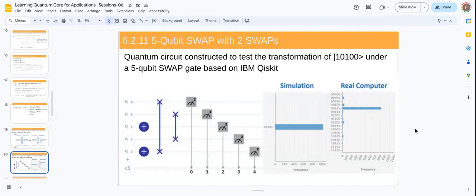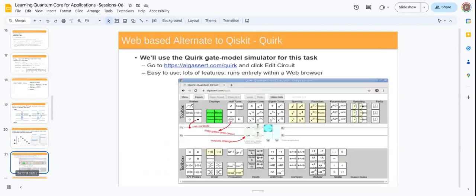So this is the swap circuit, and hopefully this explains the swap implementation of 5 qubits using the 2 swaps for quantum Fourier transform.